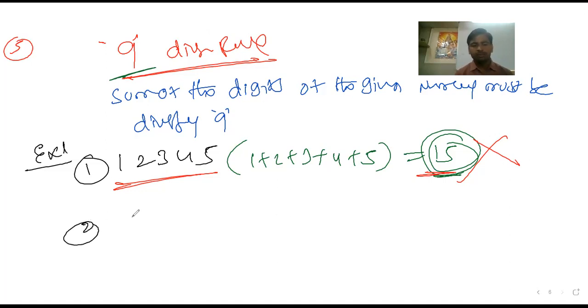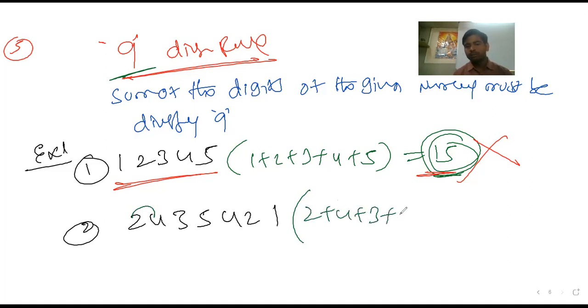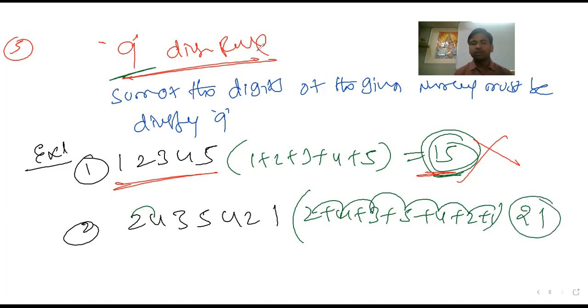Let us take an example: 2, 4, 3, 5, 4, 2, 1. A big number I take. The procedure is simple. Please add 2 plus 4 plus 3 plus 5, 4, 2 plus 1. How much is that? 6 plus 3, 9, 9 plus 5, 14, 14 plus 4, 18, 20, 21. Is 21 divisible by 9 table? No. 9 2s are 18, 9 3s are 27. It is 21. So the number is not divisible by 9 table.